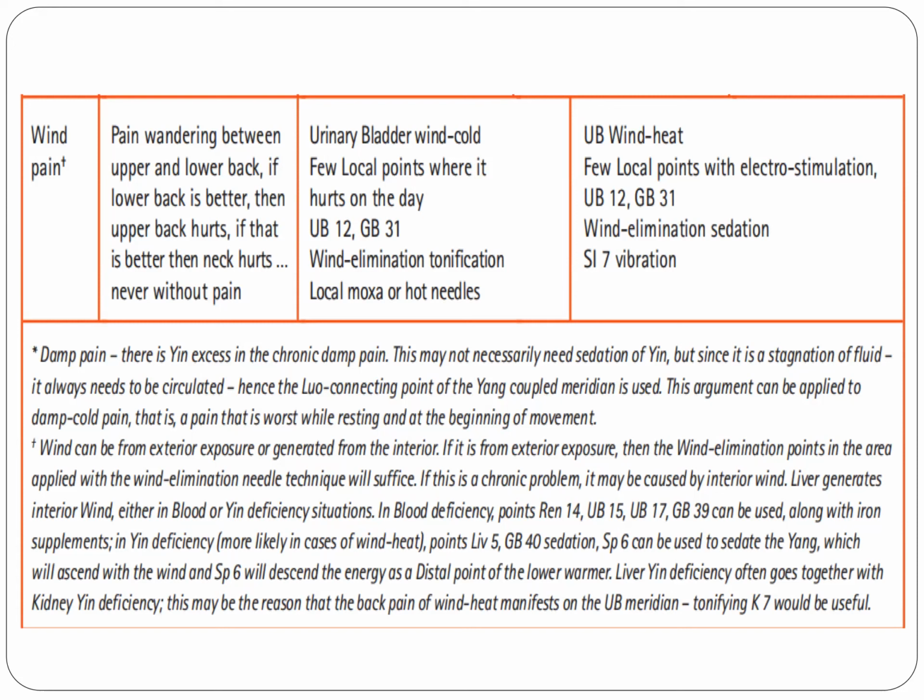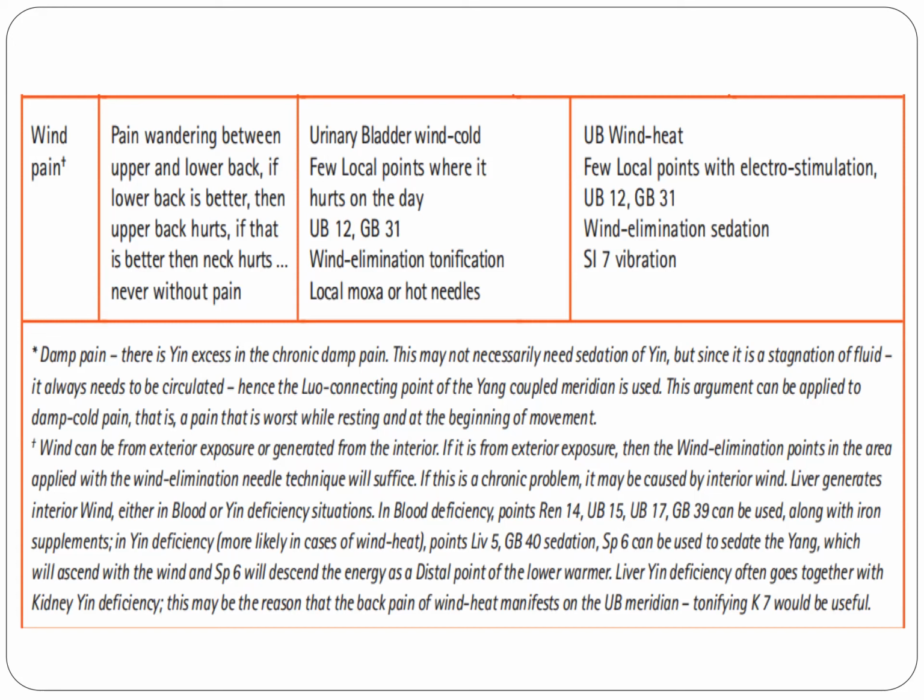If it is from exterior exposure, then the wind elimination points in the area applied with the wind elimination needle technique will suffice. If this is a chronic problem, it may be caused by interior wind. Liver generates interior wind, either in blood or yin deficiency situations. In blood deficiency, points REN 13, bladder 15, bladder 17, GB39 can be used along with iron supplements.